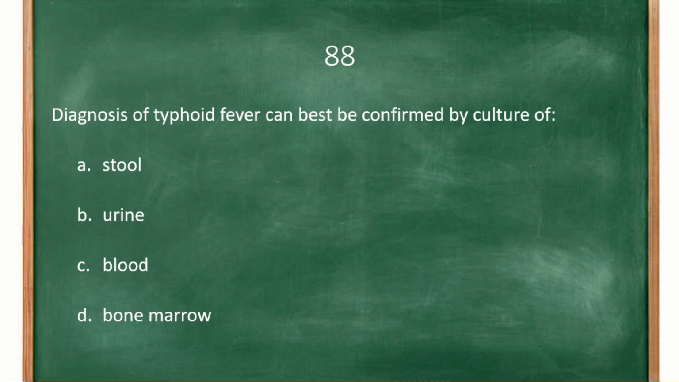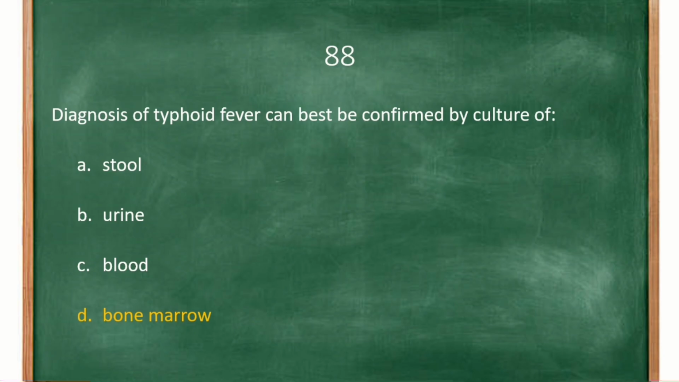It says that diagnosis of typhoid fever can be best confirmed by culture of A, stool, B, urine, C, blood, and then D, bone marrow. The answer here is bone marrow. Okay, it's bone marrow because bone marrow is highly sensitive for the detection of Salmonella typhi.